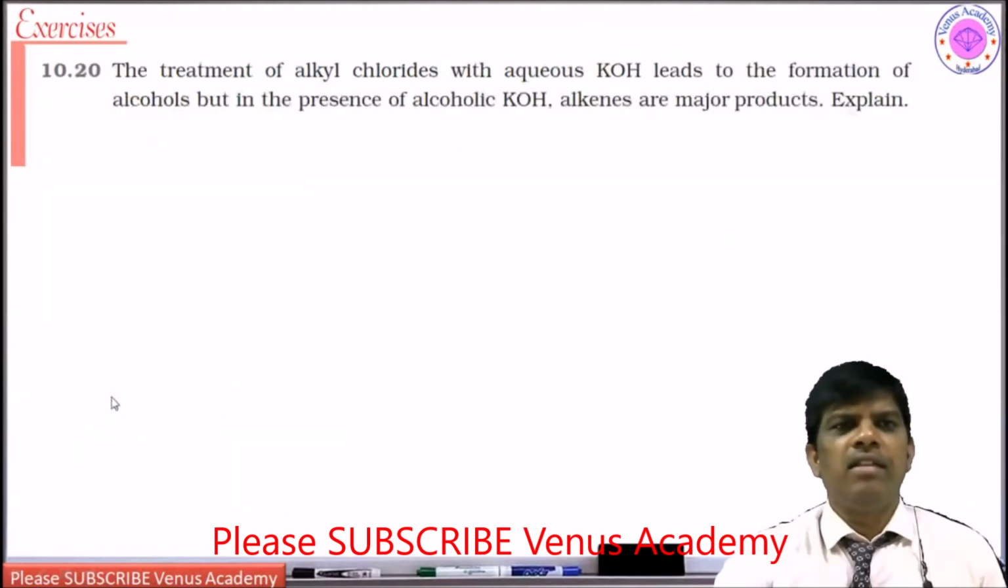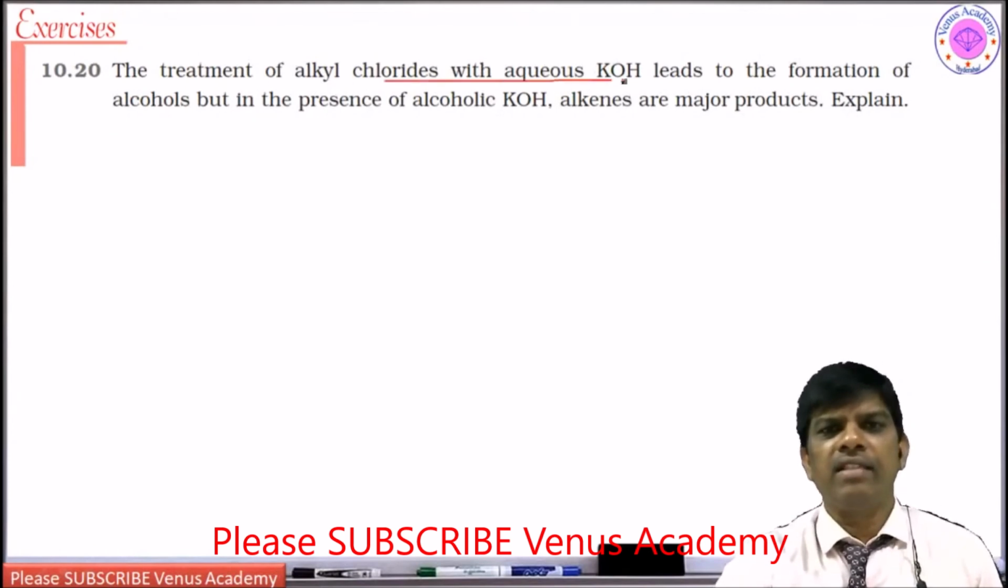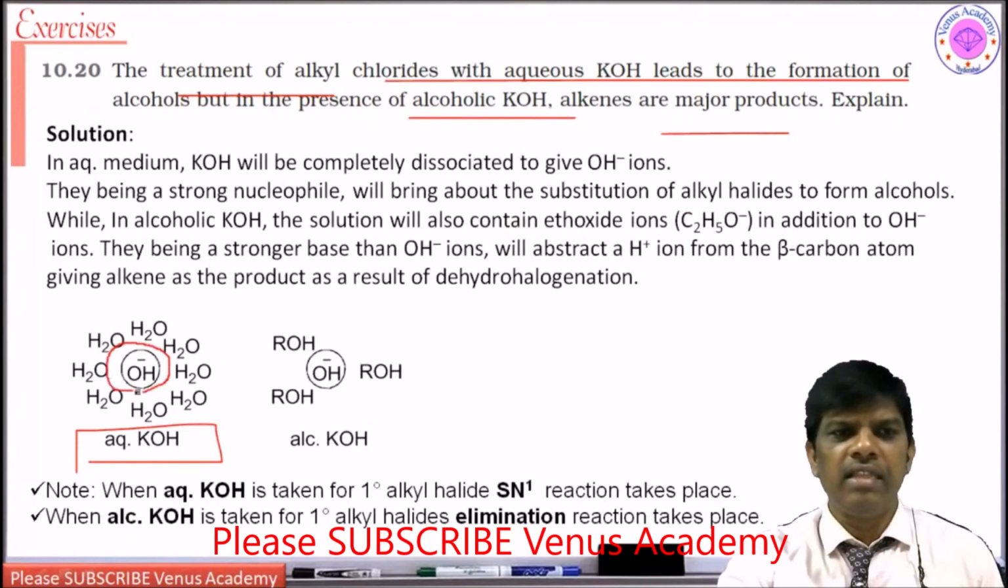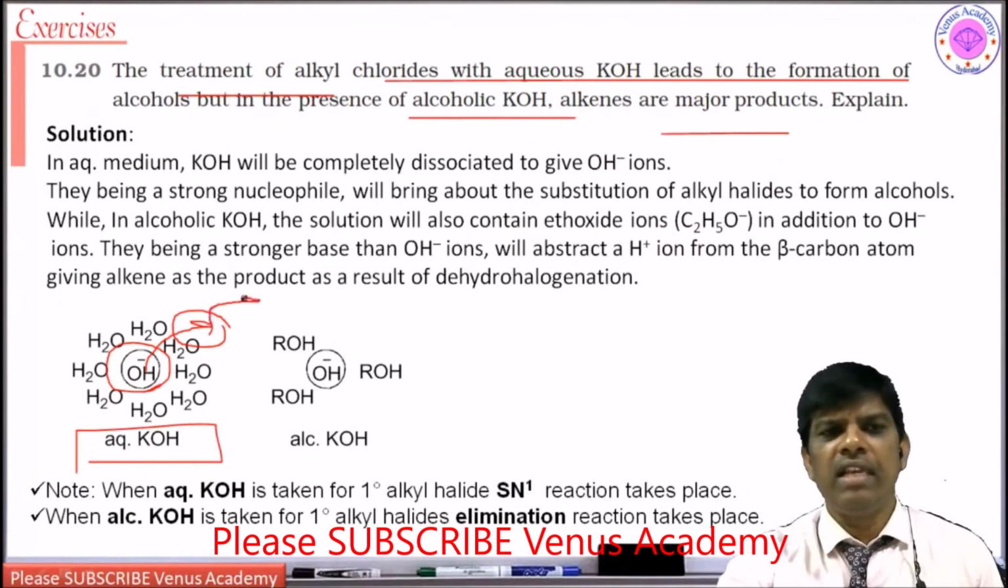Both are correct. Next, the treatment of alkyl chloride with aqueous KOH leads to the formation of alcohols, but in the presence of alcoholic KOH, alkenes are the major products. That is what I have been explaining. Dear students, it is very simple. Aqueous KOH gives OH ions very easily, and this OH easily substitutes the alkyl group. When it comes to alcoholic KOH, it is more basic. For example, when I use potassium hydroxide in ethanol, it forms potassium ethoxide.